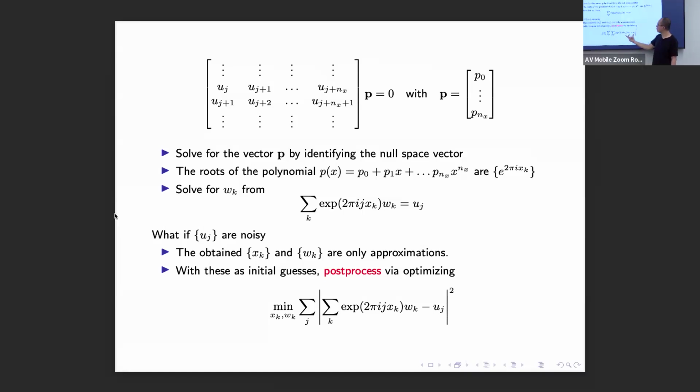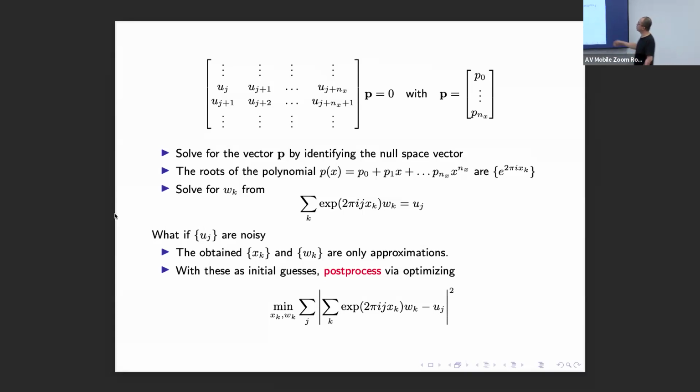Now this problem itself is non-convex because this exponential depends on xk, and xk is multiplied by wk, and you have to square it. So this is not a convex optimization problem. But hopefully you get a very good initial guess. You go into the local contraction basin. So therefore, you can do a few gradient descent steps or Newton steps, and that will allow you to bring it to a better solution. Okay.